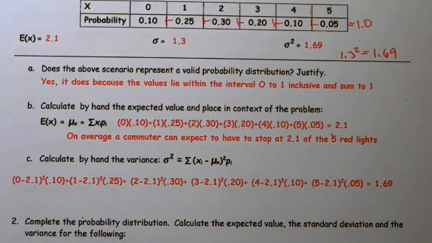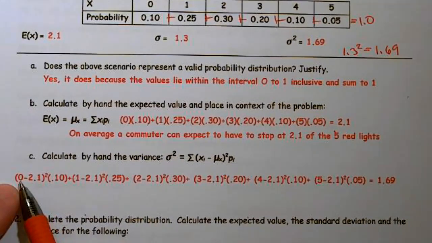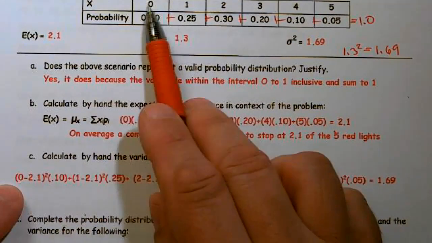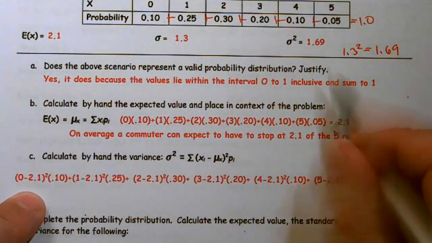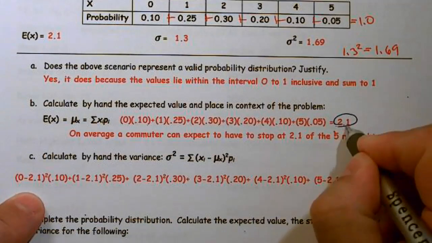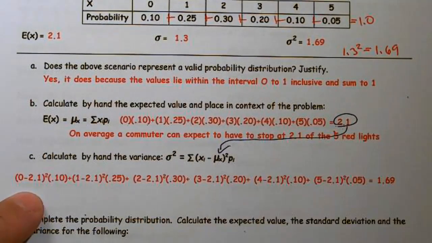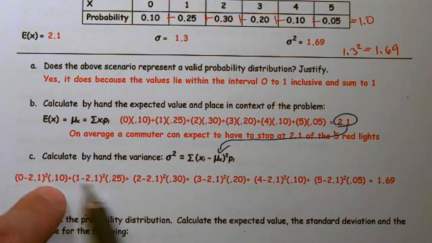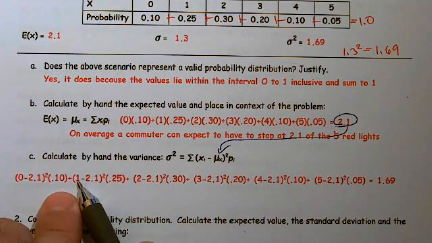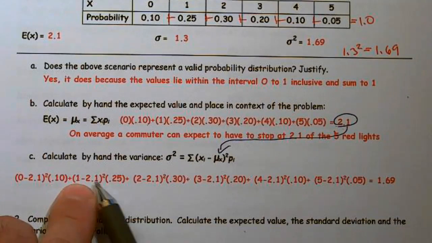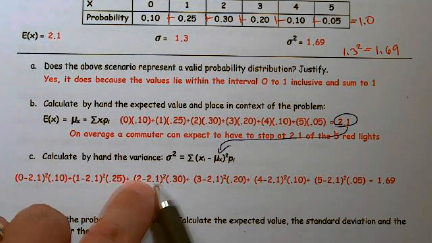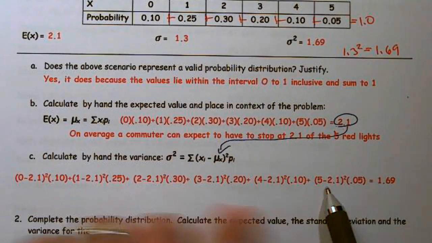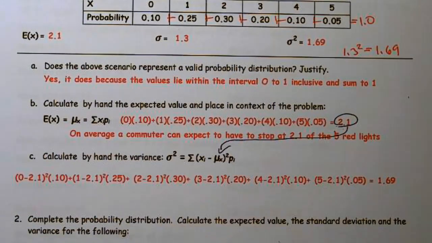Calculating the variance, it's our x value, which is our first x value, 0, minus our expected value of 2.1. Let me go ahead and circle that. So this is our expected value. And we're going to plug it in every single time, squared times the associated probability, and we do that all the way across. So our x value minus our mean squared times the associated probability, all the way till we get the last one, and we end up getting 1.69.